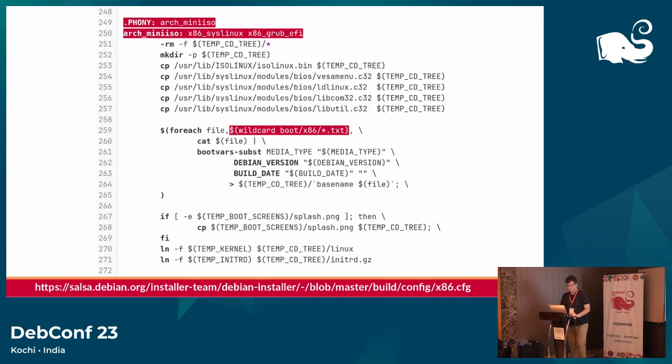And we also see it in the previous arch_miniiso recipe. There's a block that enumerates the boot x86 wildcard txt files and substitutes some variables in them and copies them to the CD image tree.